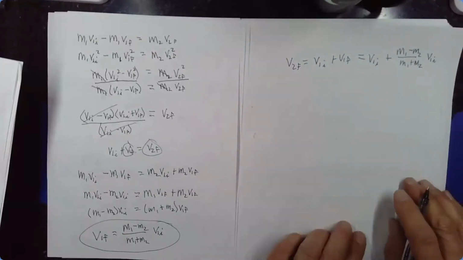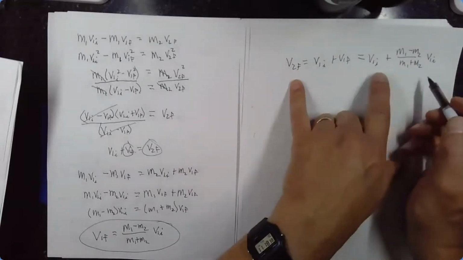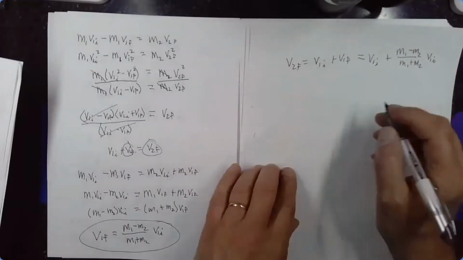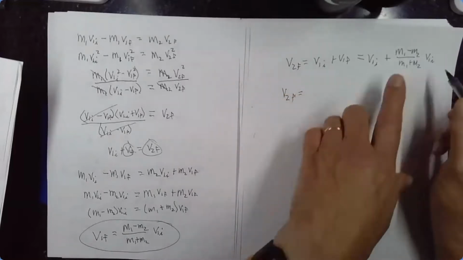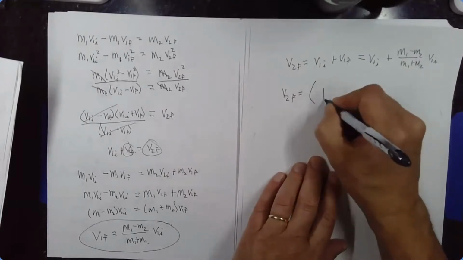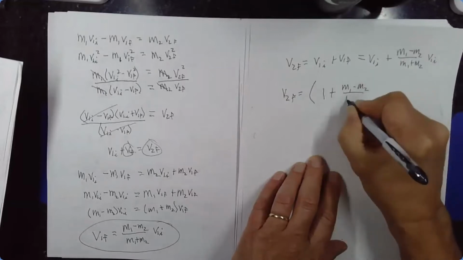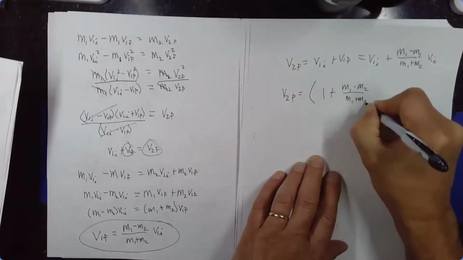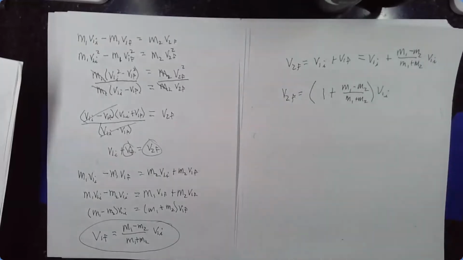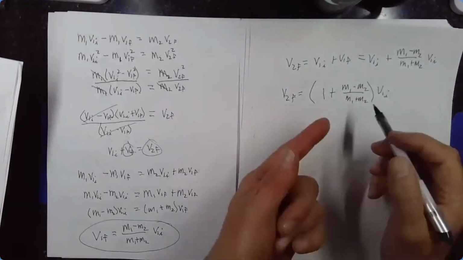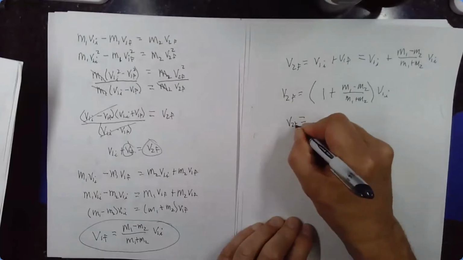Now, I know this is really mathy, but let's just see what we get with it. Over on this side, I've got two V1 initials. So V2 final is going to equal, going to factor that out, 1 plus (M1 minus M2) over (M1 plus M2), and that's times V1 initial.